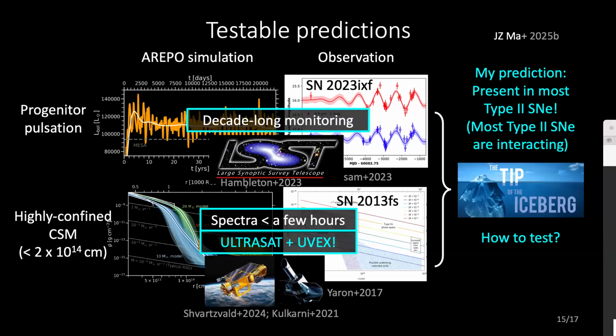But in the next 5 years, there are these UV missions coming up. One of them is called ULTRASAT, which is basically a UV telescope that can capture the shock breakout very early on, within several hours, and send alerts to all of these ground-based instruments or to this UV spectroscopy mission called UVEX, where they can really try to test these predictions.